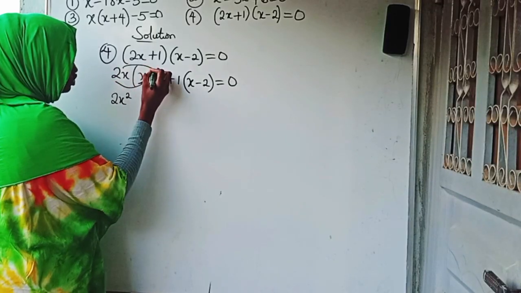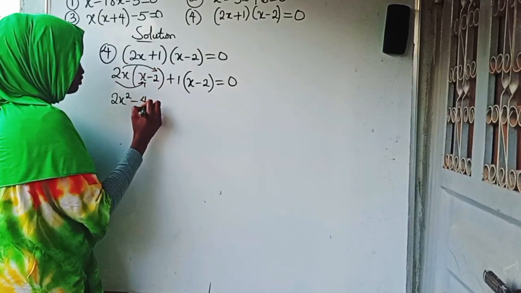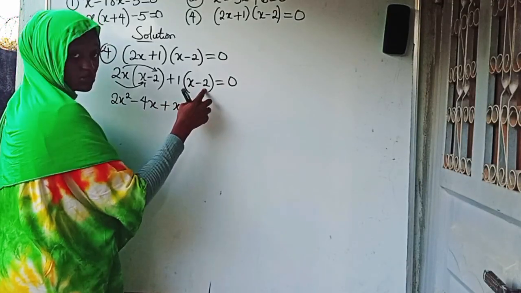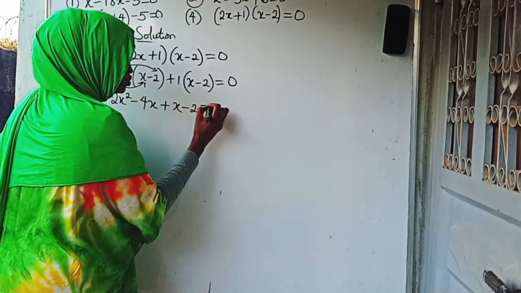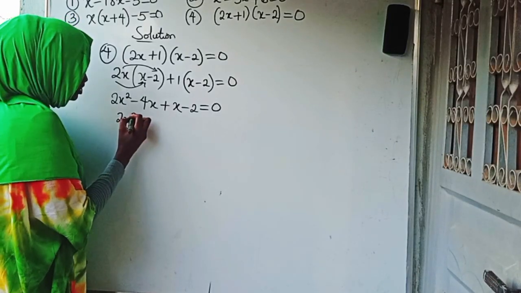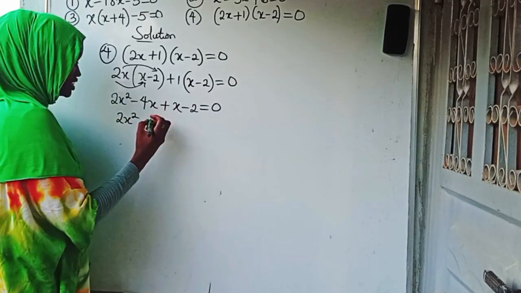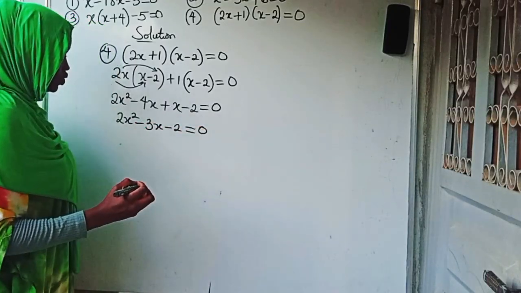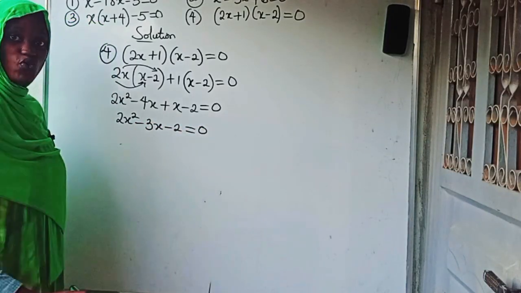Then 2x times minus 2 gives us minus 4x. Then plus 1 times x gives us x. 1 times minus 2 gives us minus 2. This is equal to 0. So let's simplify. We are going to have 2x squared minus 4x plus x, which gives us minus 3x, minus 2 is equal to 0. Okay, so we have this equation.